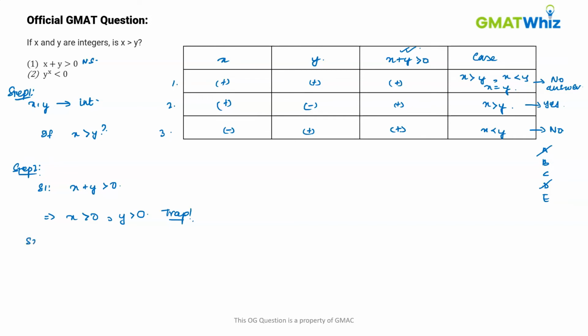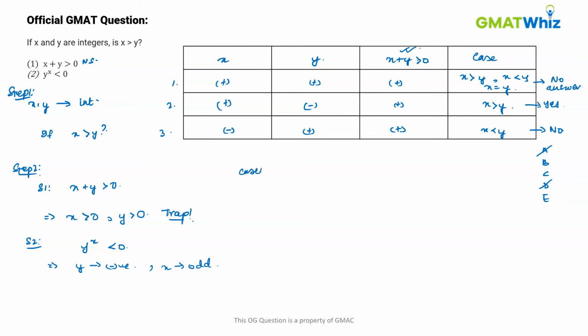Now, statement 2 tells me that y raised to the power x is less than 0. From this, the only inference that you can derive is that y has to be negative, right? And x will be odd. This is the only inference that you can derive from here. Now, let's take some values to see if the statement is sufficient individually or not.